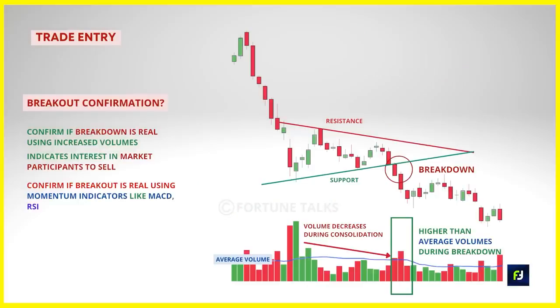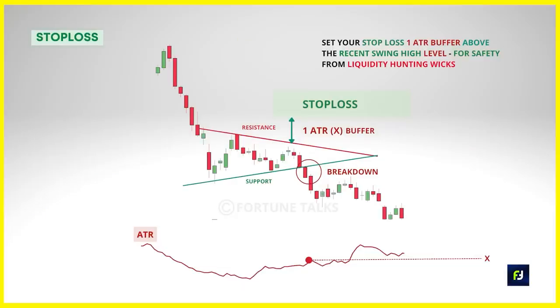Now make sure to validate the breakdown every time using volumes or momentum indicators or both. The volume generally declines during the pennant formation and it increases above average when the breakout happens. Now the stop loss can be kept above the swing high level of the pennant, and providing an ATR buffer above the swing high can deal with the unexpected overshoots and stop loss hunting.